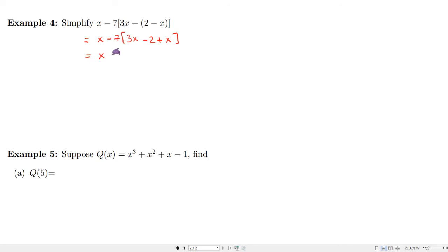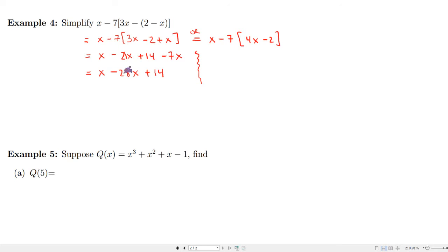Okay, so then x minus 21x plus 14 and then minus 7x. Although, an alternative is you could actually simplify what's on the inside here before you do the distribution. Like the 3x and the x could combine to be a 4x minus 2 before you distribute. We could do those separately if you want. So what would this be? So we have x and then minus 28x plus 14.